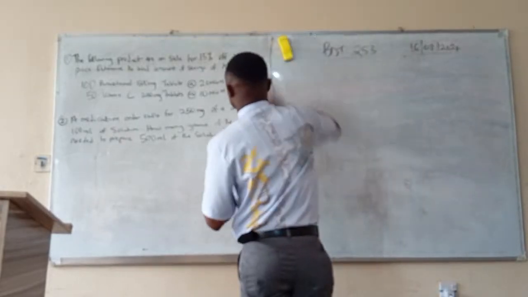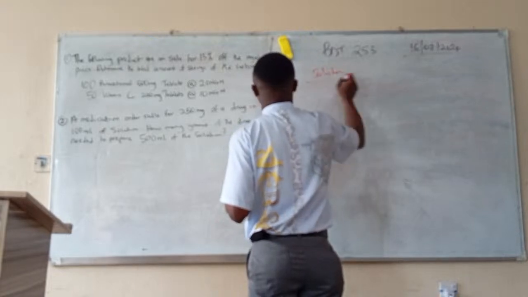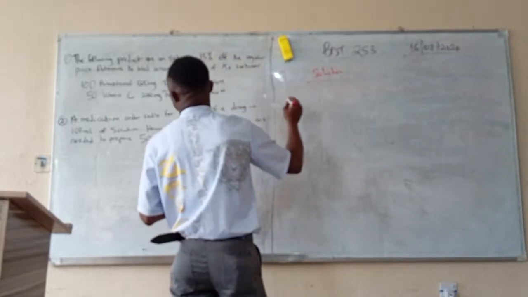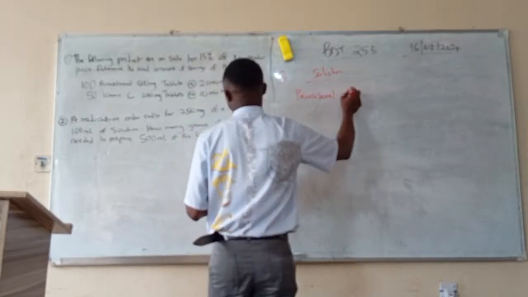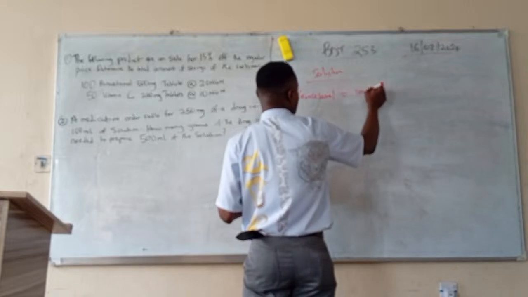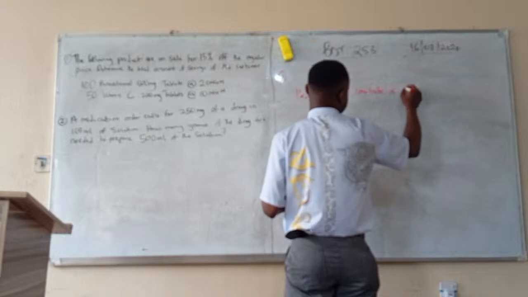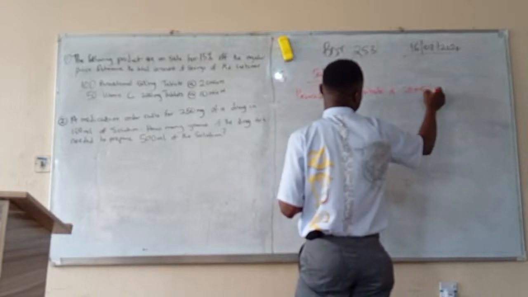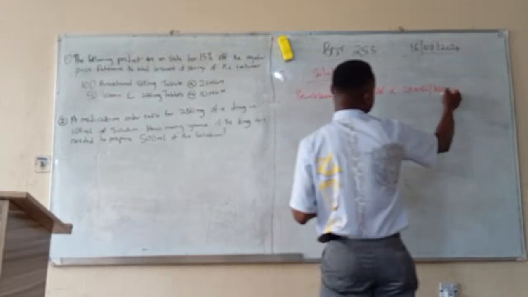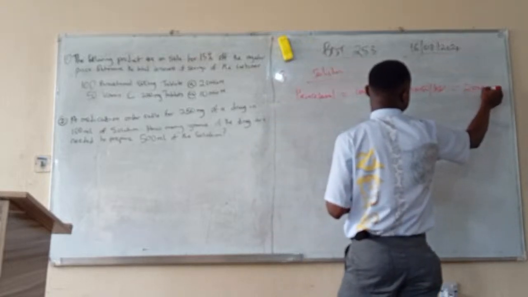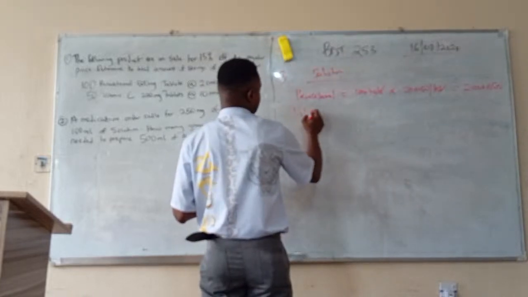Let me go straight to the point. So we have number one, solution. So what we do here is: paracetamol is equal to 100 tablets times 20 Nigerian naira per tablet, which is 2,000 Nigerian naira.